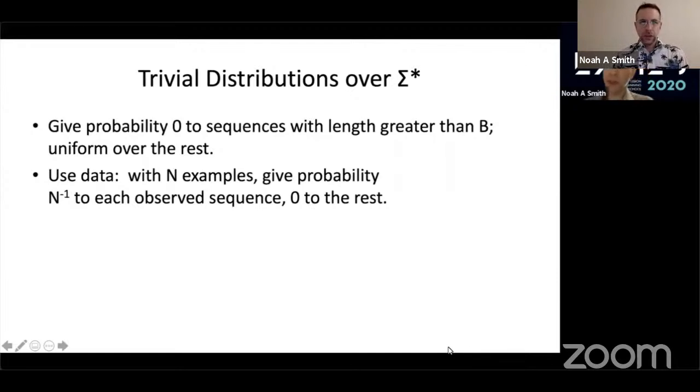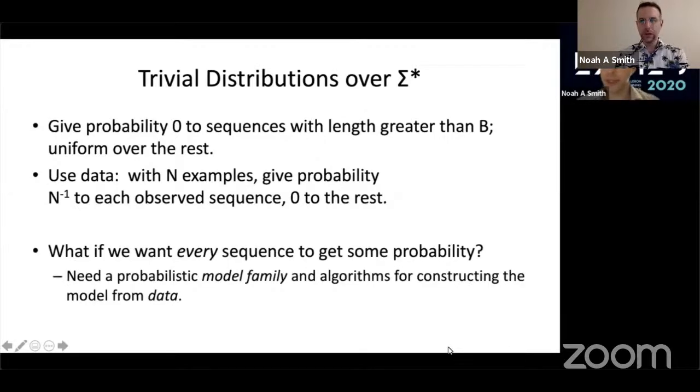Another sort of simple solution that's worth thinking about is to say, well, we ought to use data. There's really not much point in building probability distributions if we never look at any evidence. So we can take a corpus of examples, say we have n of them, and give 1 over n probability to each sequence that we observe, and then 0 probability to all the rest. So this is also correct mathematically. The numbers will sum to 1, but it has this kind of annoying property that we're giving 0 probability to a lot of sequences, basically any sequence we've never seen before. So this model won't generalize at all, right? It's only putting probability on things that it's seen in the past.